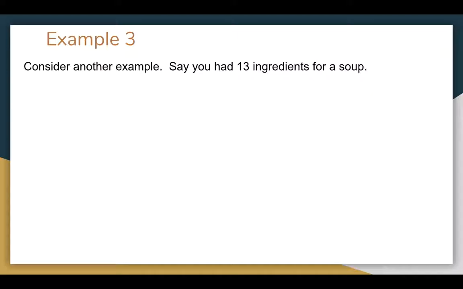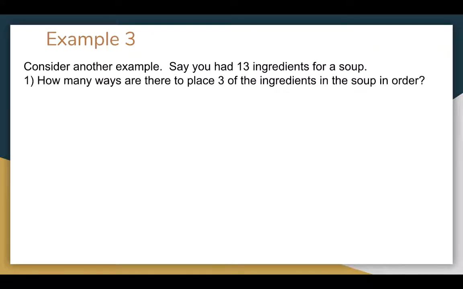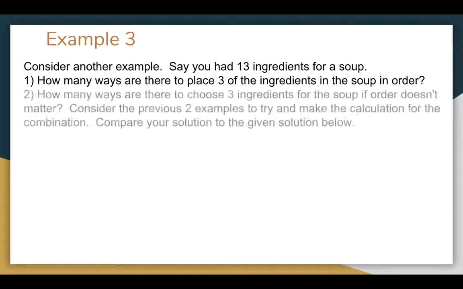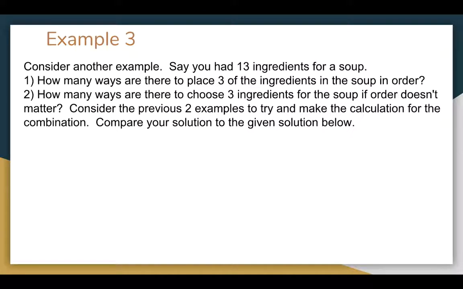Consider another example, and this is where we get into the potion or the soup. If you had 13 ingredients for a soup, how many ways could you place three of the ingredients in the soup in order? So let's say the order matters. And then how many ways are there to choose 3 ingredients if order doesn't matter? You can think about how that would work, and if you pause it, you can think about your answers there.